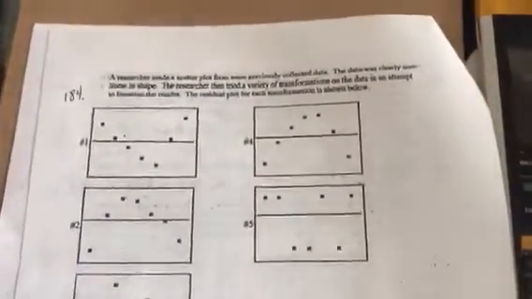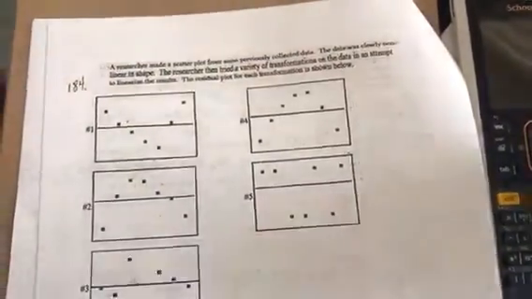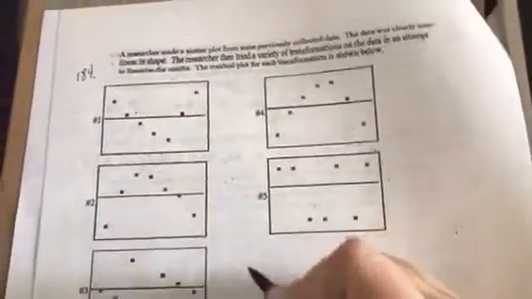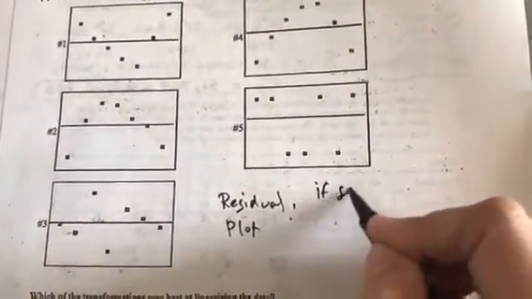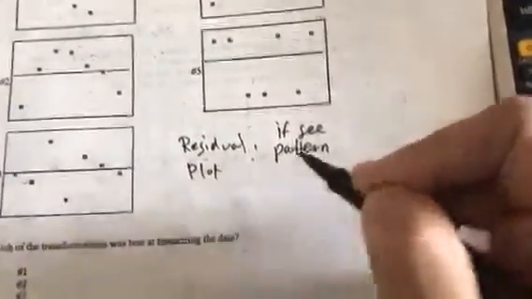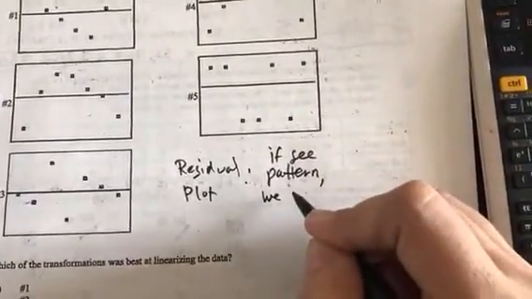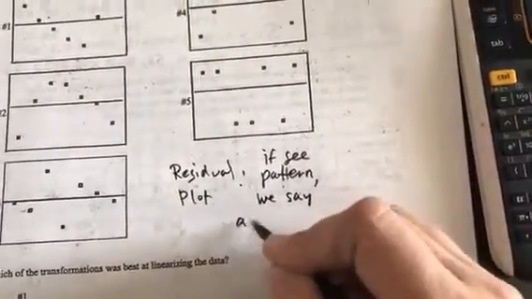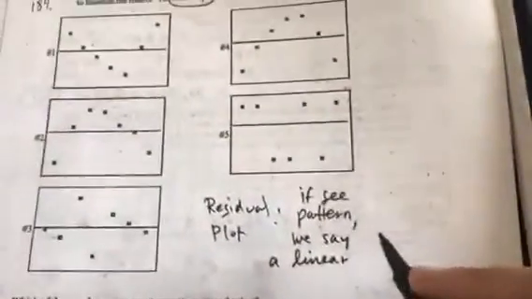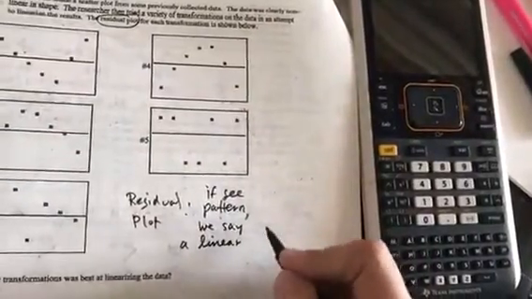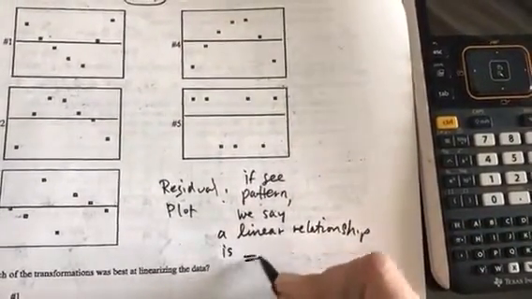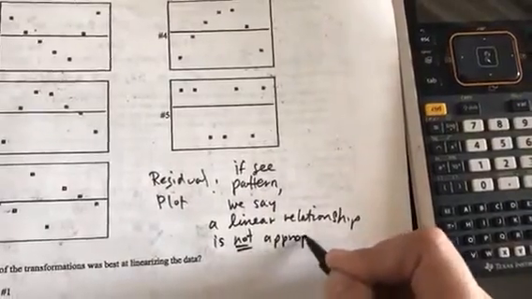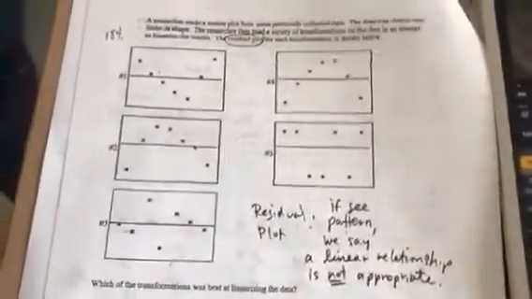Let's do it. On question 184, it reminds me of something I've said multiple times. If we are looking at a residual plot and we see a pattern, which is usually smiles or frowns, we say a linear relationship is not appropriate. Okay. So with that said, let's read the question.